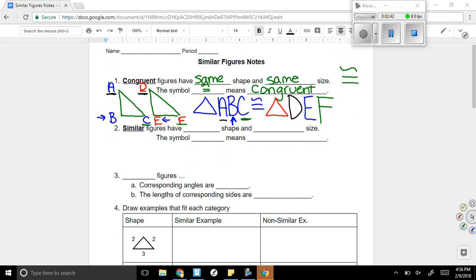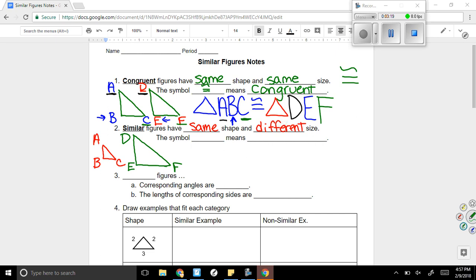So now let's talk about similarity. Well, similar figures also have the same shape, just like congruent figures, but here they have different sizes. So for example, I could have a very, very tiny triangle ABC, and then I could have a bigger version of that same triangle, same shape, but now it's much bigger. This is triangle DEF.